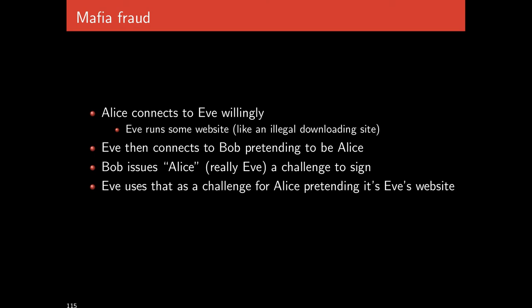Eve then connects to Bob, pretending to be Alice. So Eve, as soon as Alice indicates that she wants to connect to Eve's evil site, Eve goes to Bob and says, "Hi, I'm Alice. I want to connect to Bob.com." Bob then issues who he thinks is Alice, but is truly Eve, a challenge to sign. Now, Eve cannot sign this challenge. But what Eve can do is pretend as though that's the challenge she thought of for Alice to get onto Eve's evil website. So Alice willingly signs it. Alice is trying to connect to a website. Eve says, "Here's your challenge." Alice signs the challenge, and Eve takes that signed challenge and says, "Here you go, Bob.com. Here's the challenge signed, as you asked."